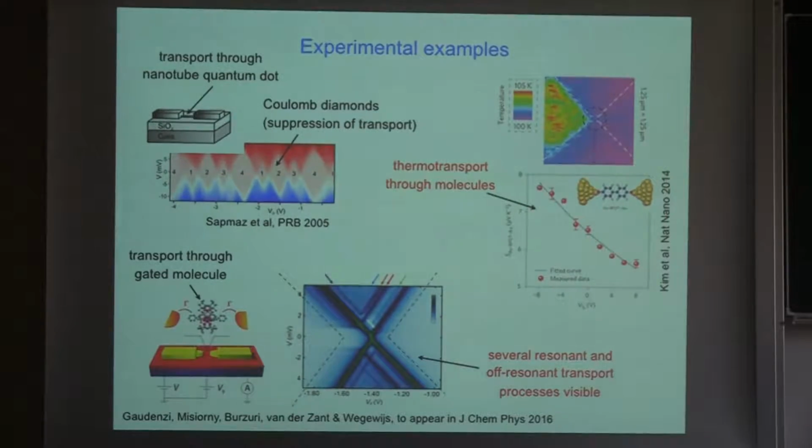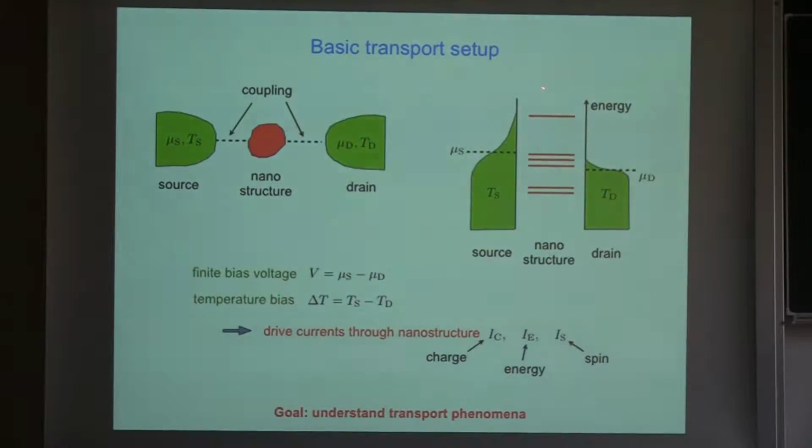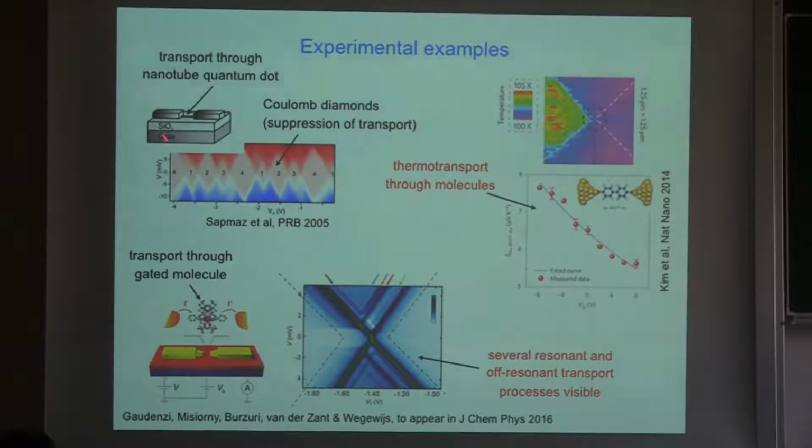To give you a flavor of how that looks in reality, I have here three different examples from experiments. This is a relatively old work. You see nicely the transport through a quantum dot in a nanotube, and you see the differential conductance as a function of the gate voltage, which moves around these levels, and as a function of the bias voltage that is applied. You see certain regions where the transport is strongly suppressed, known as the Coulomb diamonds, because the suppression is actually due to the Coulomb interaction on these dots.